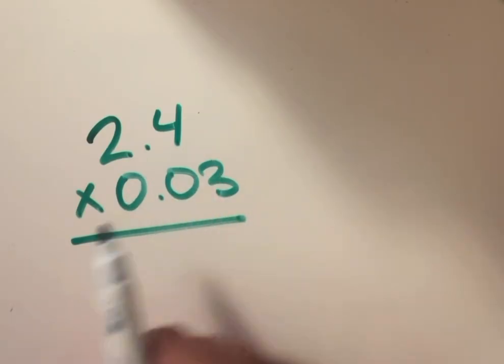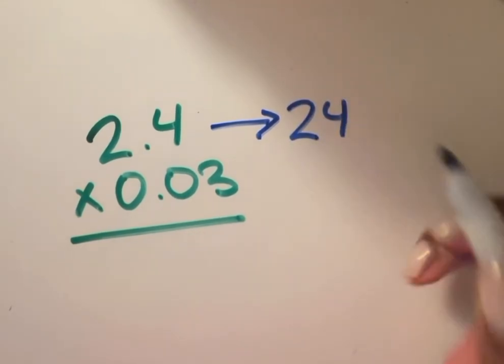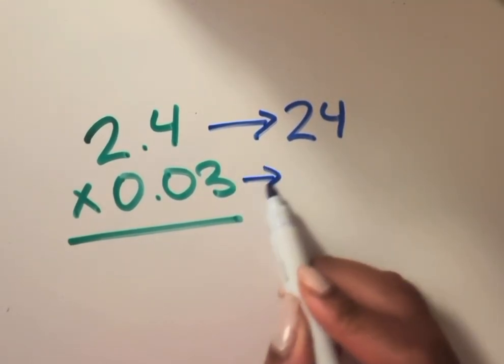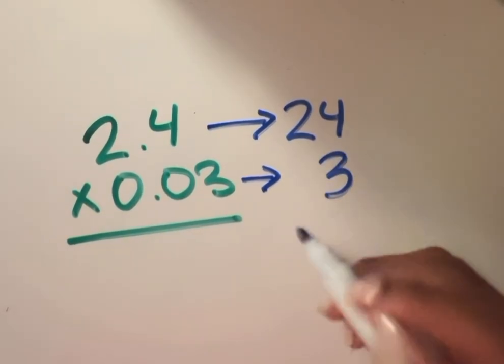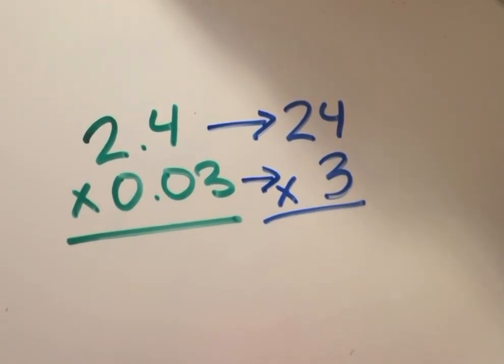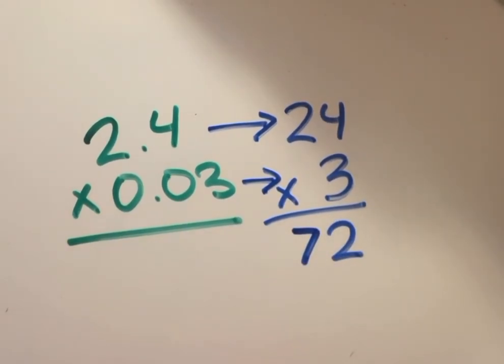a whole number. So starting with 2.4, we would rewrite that as a whole number as 24. For 0.03, to rewrite that as a whole number, we're just going to write that as 3. So 24 times 3 is just 72. So we have 72.